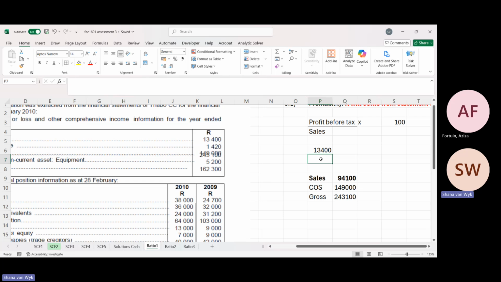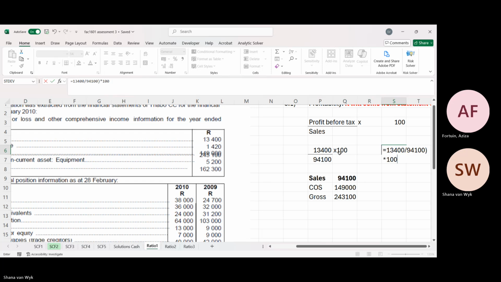And it's going to be this amount, times 100. So that is going to equal 1300 over. Okay, no, it's wrong. Cost of sales plus gross profit will equal sales. Remember, sales minus cost of sales equals gross profit. So you have to add the two together. Oh, you are right.